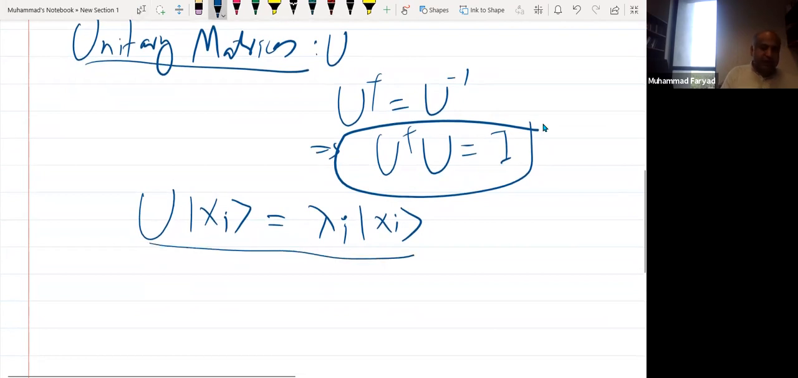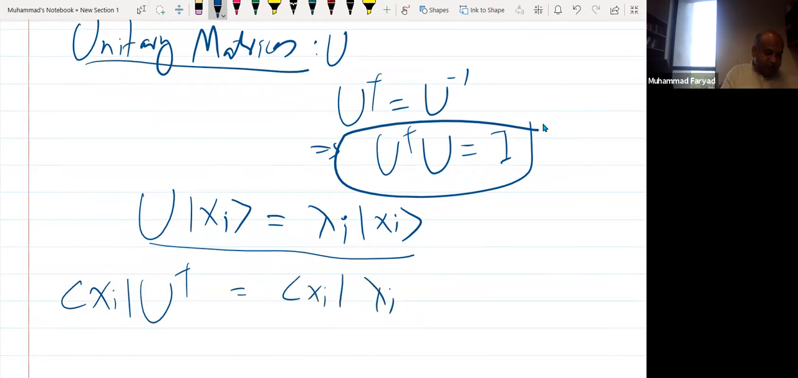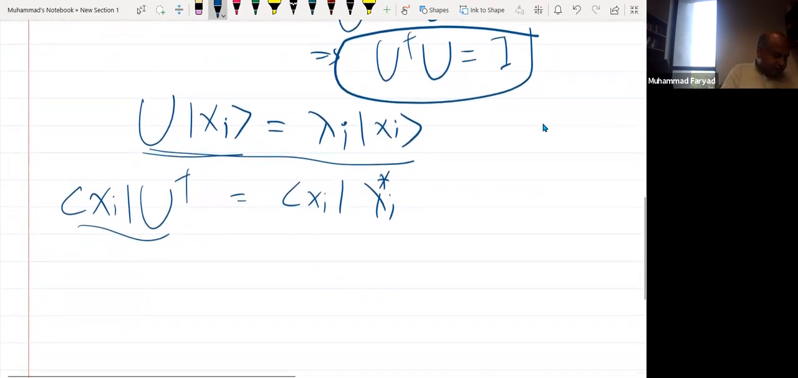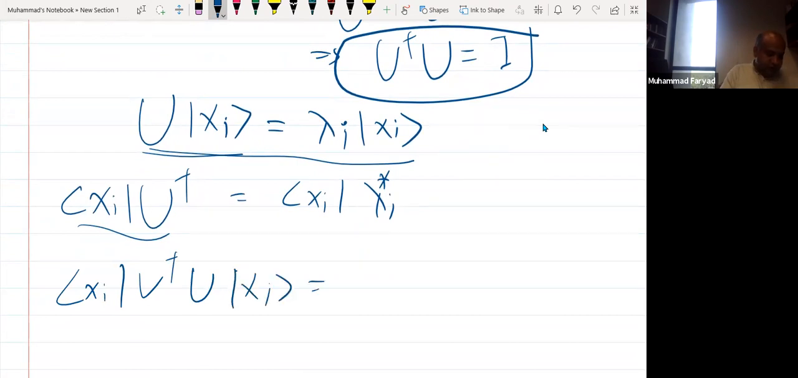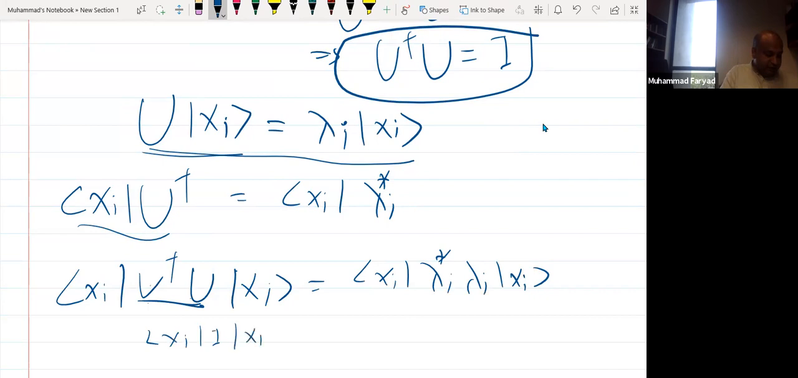Now, if we take its dagger on both sides, this will become U dagger xi equal to xi lambda i conjugate. And now if I take an inner product of this and this side, we will get xi U dagger U xi equal to xi lambda i star lambda i xi. So this is identity because U is unitary. So this becomes xi identity xi, and this is lambda mod square, and this is a scalar, so I can get it out.